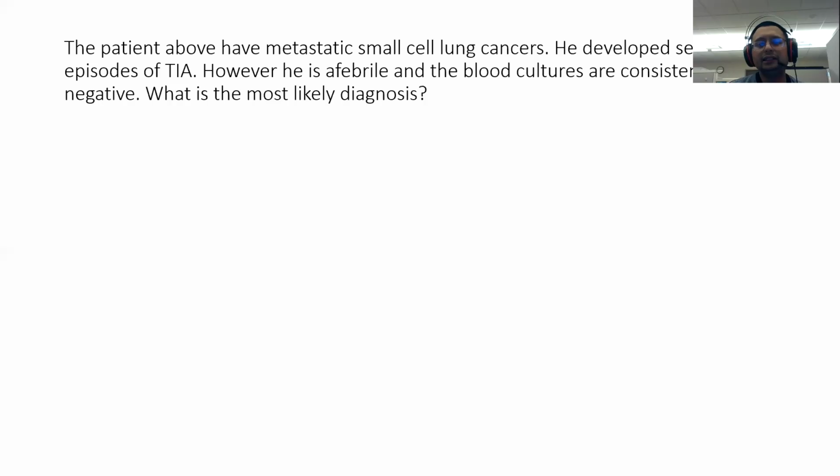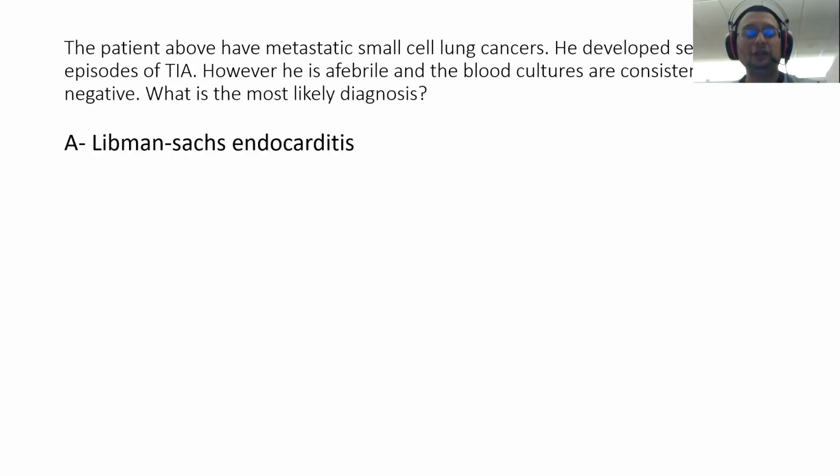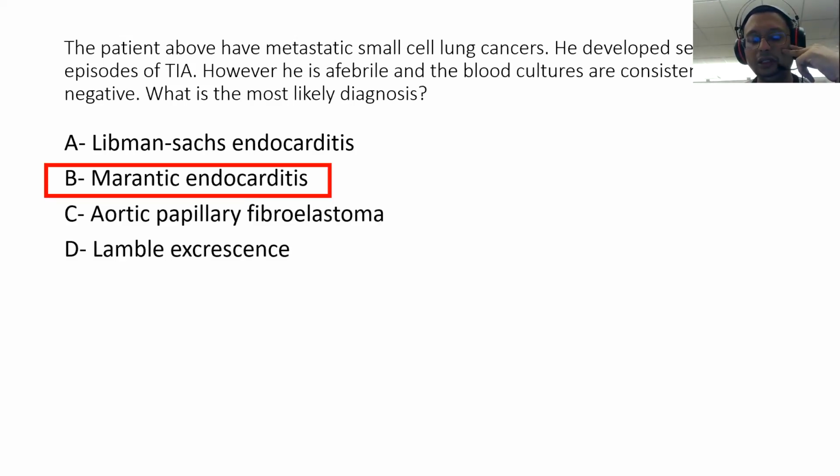Now, let's say I tell you that the patient has metastatic small cell lung cancer. Okay, so what is the most likely diagnosis? Okay, if the patient has metastatic lung cancer and you see a mass in the aortic valve, and the patient is afebrile and the blood cultures are consistently negative. Oh, this is marantic. Yes, correct. So this is marantic endocarditis. Nice. You are right.